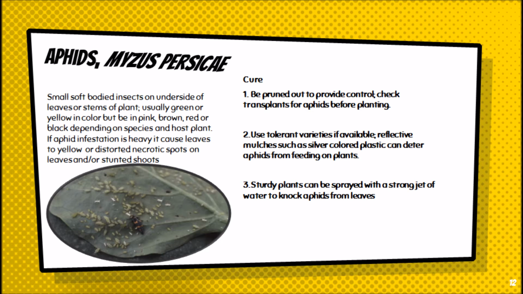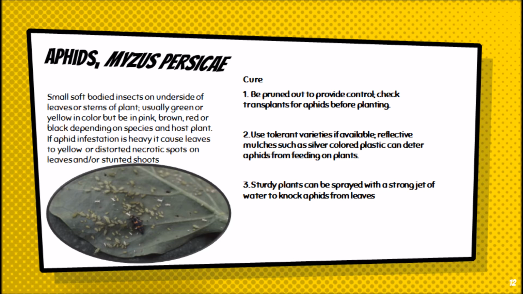It's a small soft-bodied insect found on the underside of leaves or stems of the plant, usually green or yellow in color, but it can be pink, brown, red, or black, depending on species and host plant. If aphid infestation is heavy, it causes leaves to yellow or become distorted, necrotic spots on leaves, and stunted shoots.